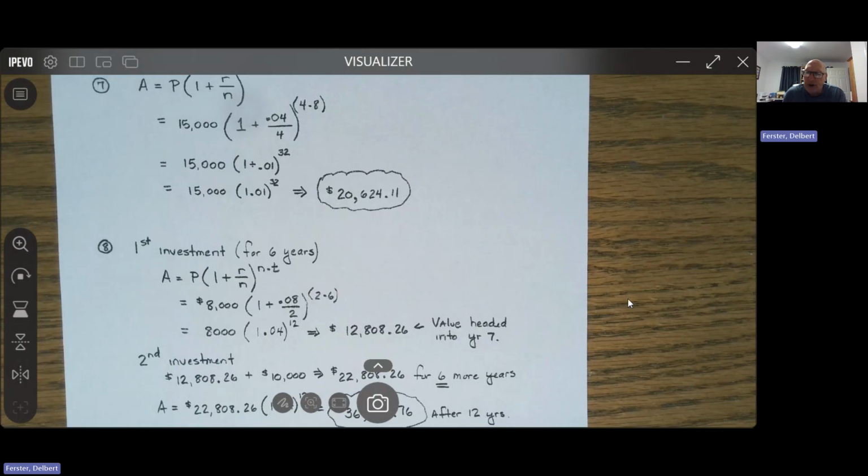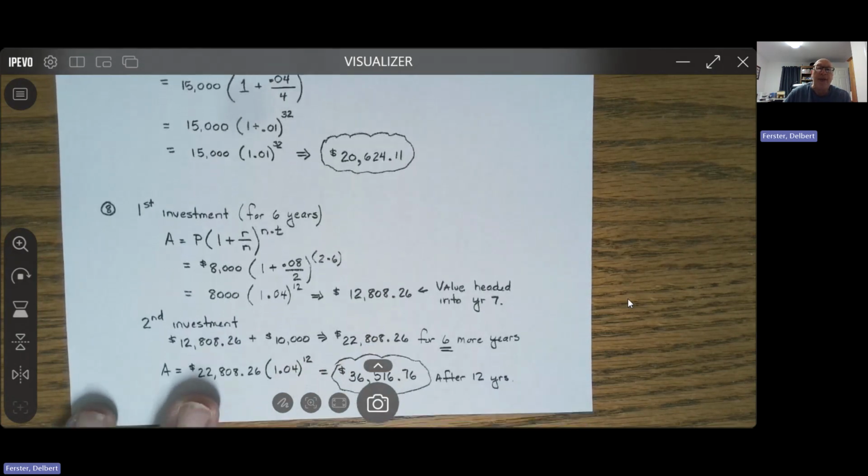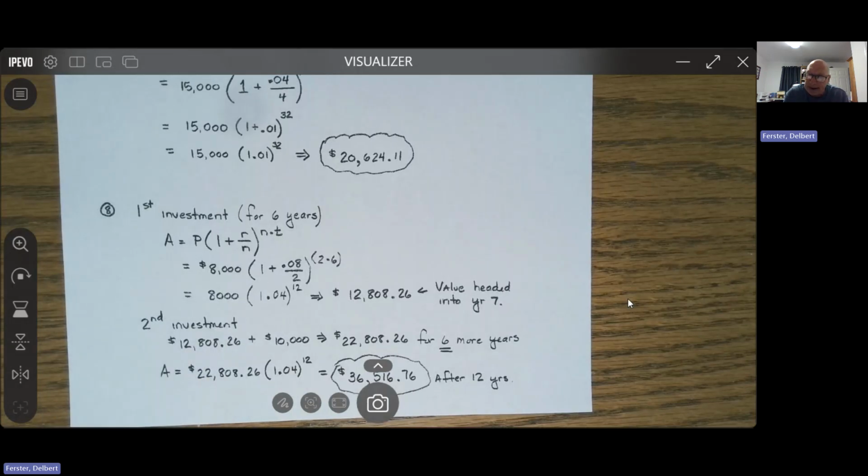So plug in line 8,000 for P, 0.08 for R, 2 because of the semi-annual, and then your exponent is 2 times 6 for that first 6 year span, 12 compounding periods, if you will. Calculator runs it out at $12,808.26. So as a result of the first 6 years going by, his $8,000 is now worth $12,808.26. And to head into year 7, he chooses to add an additional $10,000.